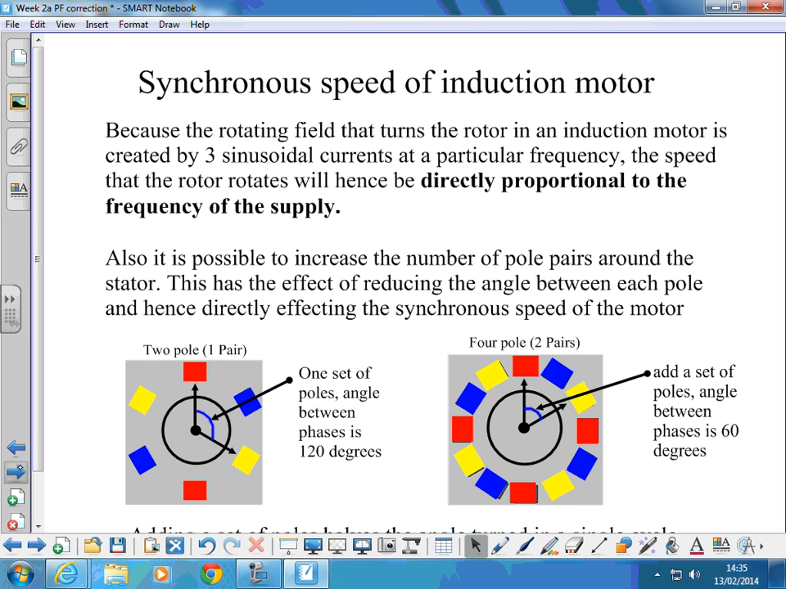Therefore, we've effectively halved the synchronous speed of that motor by adding an extra set of poles in it. That would be called a 4-pole motor, and it would have 2 pole pairs.